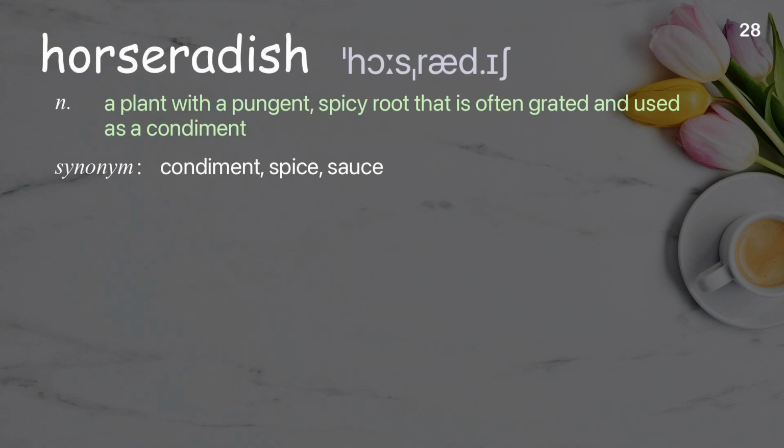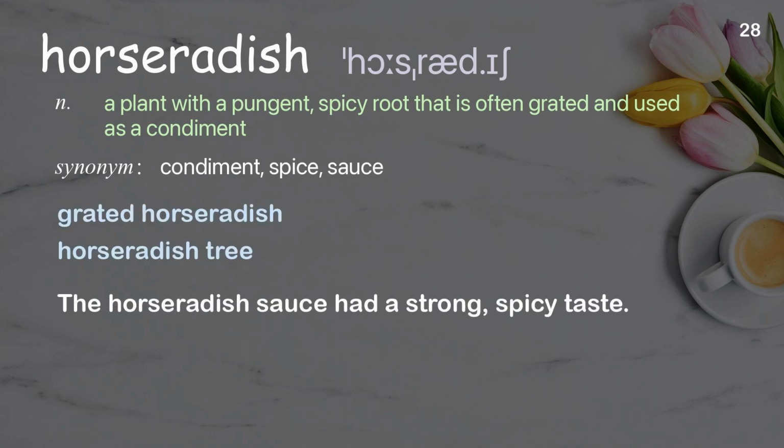Horseradish. A plant with a pungent, spicy root that is often grated and used as a condiment. Examples: Grated horseradish. Horseradish tree. The horseradish sauce had a strong, spicy taste.